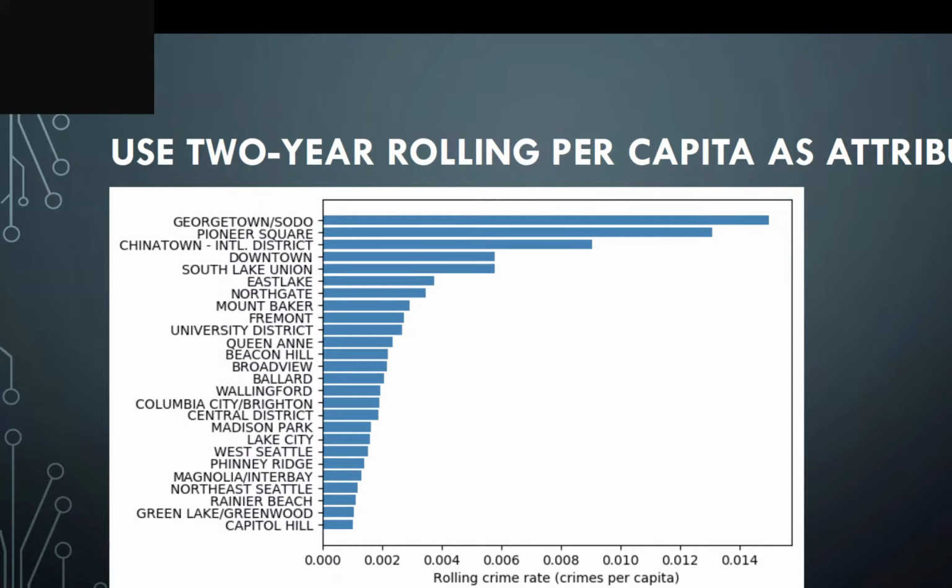If we do that, then here is how it would roughly look. As was mentioned before, Georgetown, Pioneer Square, and Chinatown have the highest crime rates, and we now have it normalized by the population sizes, which we actually retrieved from yet another data source, the Find My Seattle portal page.